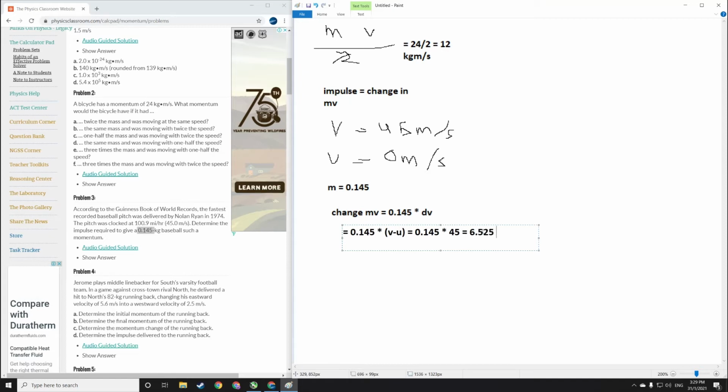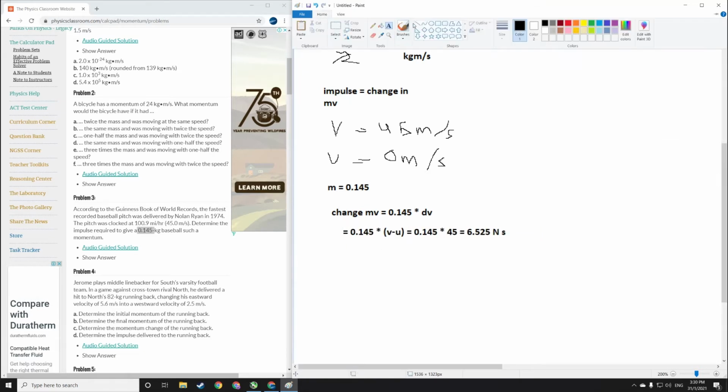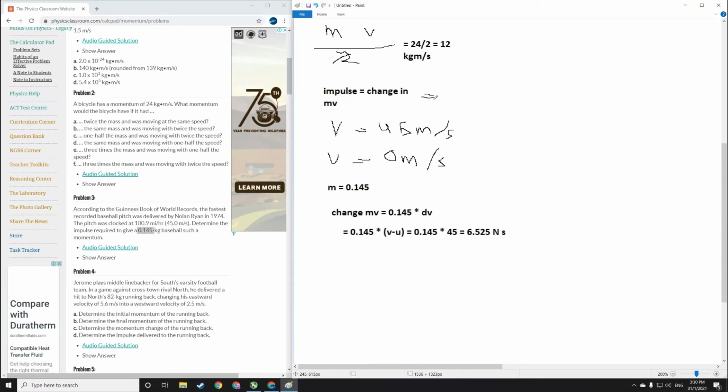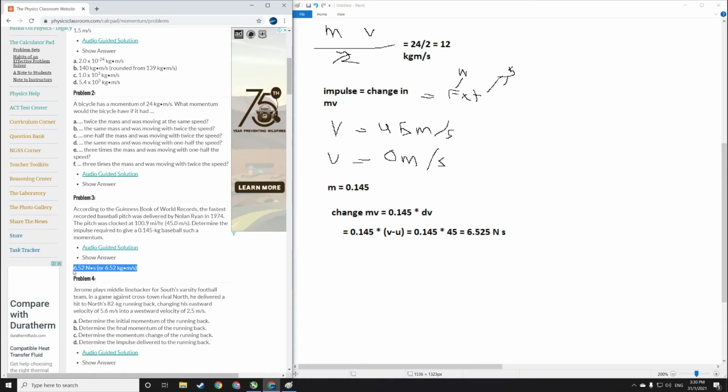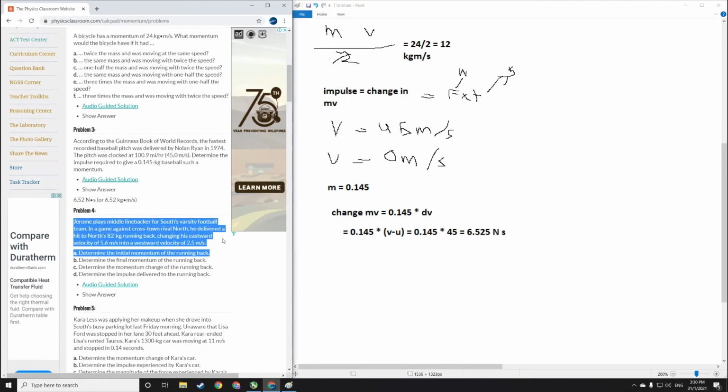6.525, and the reason I say Newton seconds is because, like we said earlier, impulse is equal to F times t, right? So F times t. What's the unit for force? It's just newtons, and the unit for time is obviously just seconds, so we write it as Newton seconds. And we are right, 6.52 Newton seconds. You can also write 6.52 kg meter seconds, because that's just momentum again, but either way is perfectly fine. Just depends whatever is easier for you.